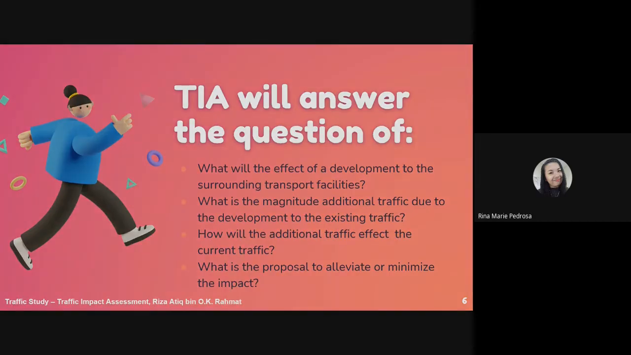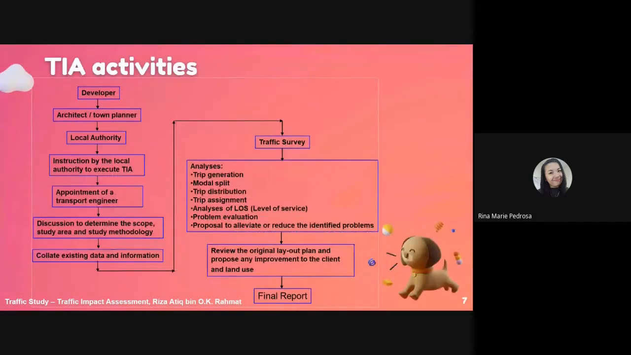So here are the activities of a transportation impact assessment. First we have the developer going down to the architect or the town planner, then the local authorities, moving next to the instruction by the local authority to execute the TIA. After doing that, they will create an appointment to a transport engineer, then discuss the scope of the study and the study methodology. Then collate existing data and information. Then that's the time you are going to start the traffic study.